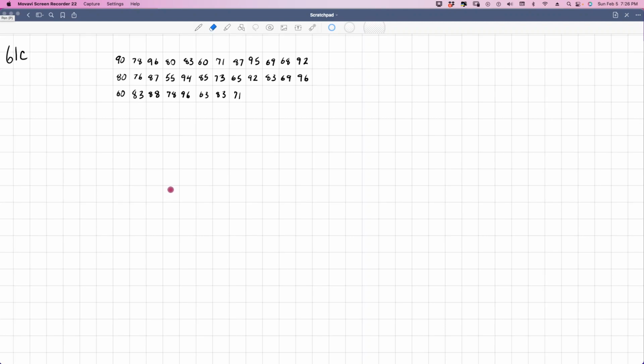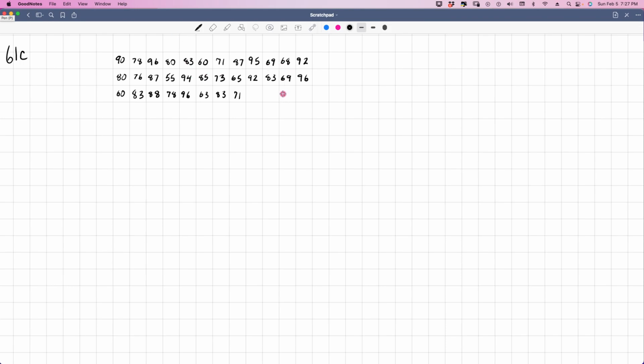We are in the third part of lesson 61C. Data consists of a bunch of numbers. I mean, we kind of get that. For example, we've got a set of scores here from a test that a teacher gave. There are 32 students here, and these are their 32 scores.